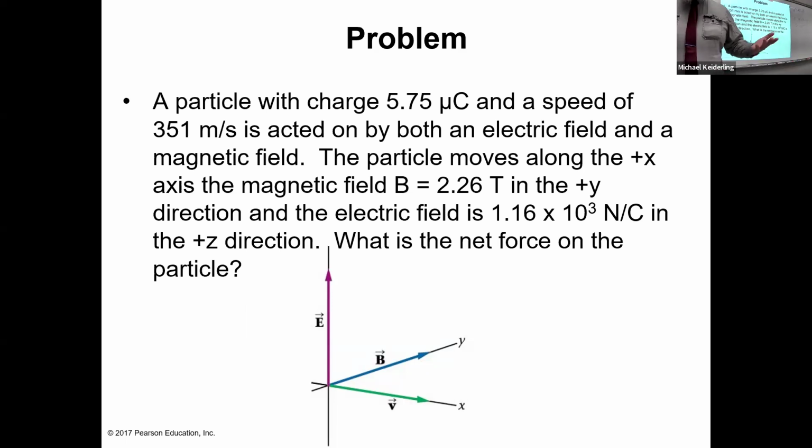So this has forces from both the magnetic field and the electric field. And force from the electric field is just electric field times charge.